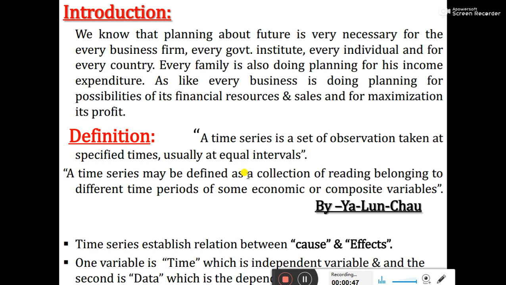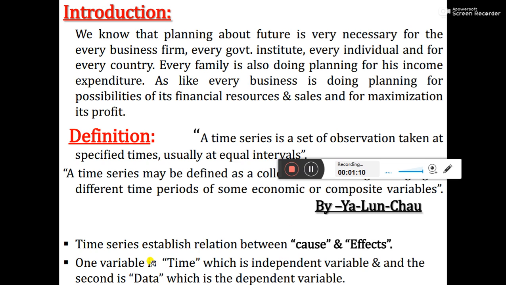The definition is that a time series is a set of observations taken at specified times, usually at equal intervals. A time series may be defined as a collection of readings belonging to different time periods of some economic or composite variable. The time series establishes a relation between cause and effect. One variable is time, which is the independent variable, and the second is data, which is the dependent variable.